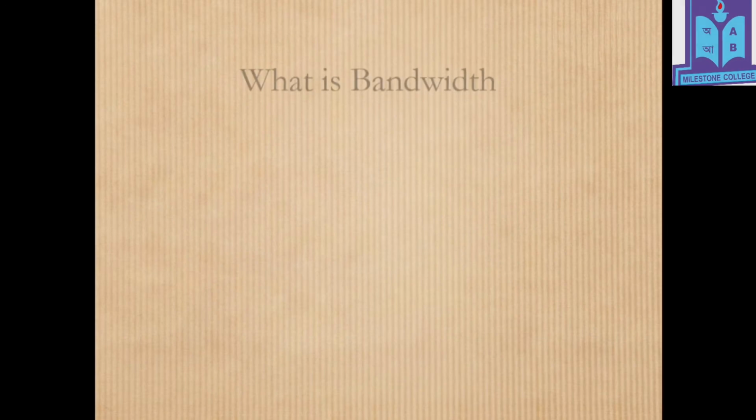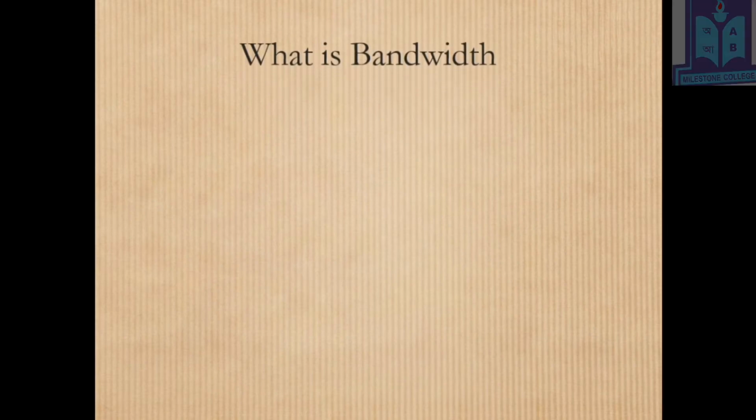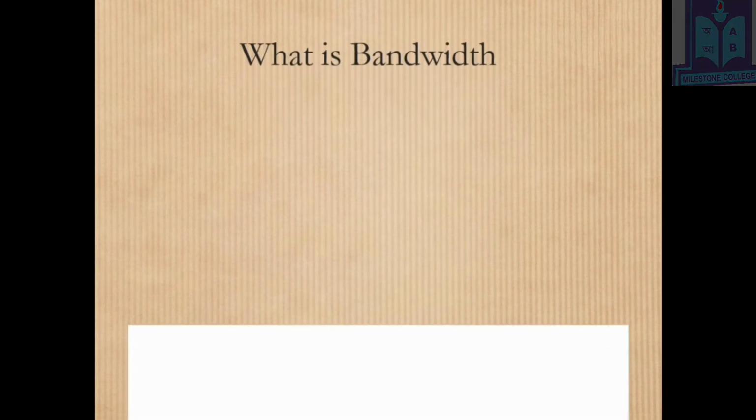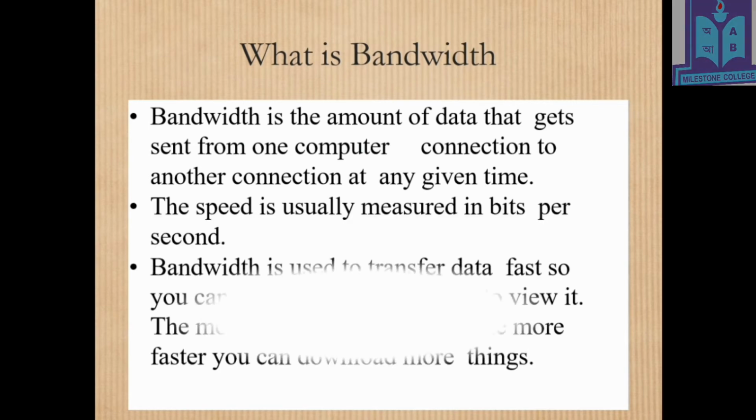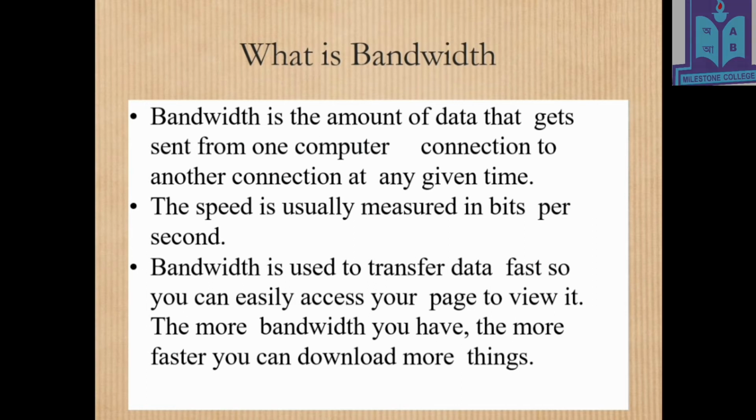Now we are going to discuss what bandwidth is. Bandwidth is the amount of data that gets sent from one computer to another, from one connection to another, at any given time. This is what we call bandwidth. The speed is usually measured in bits per second, or bps, and bandwidth is used to transfer data fast so you can easily access your page to view it. The more bandwidth you have, the faster you can download more things. This is the real magic of bandwidth.